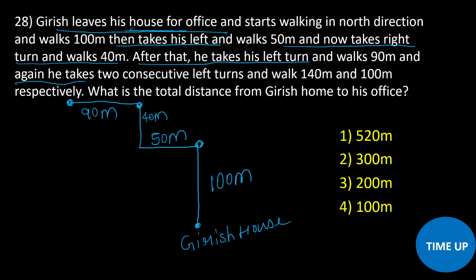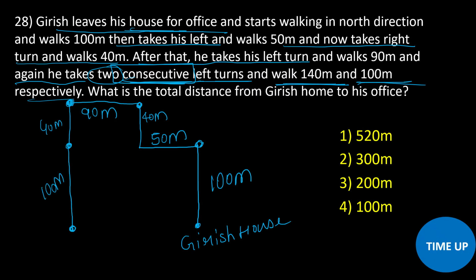Then again he takes two consecutive left turns. Two consecutive means continuously two times he will take a left turn. That is first one for 140 meter and then again left for 100 meter respectively. So first left turn he will take from here for 140 meter. This is already 40 and then this is 100. So the total here is 140 meter.